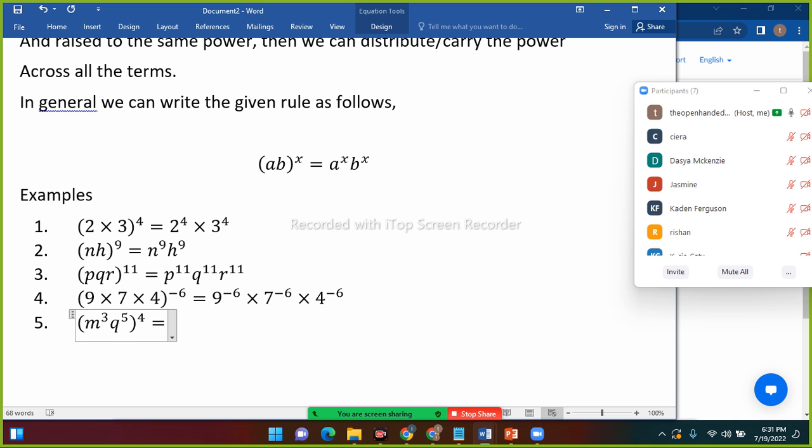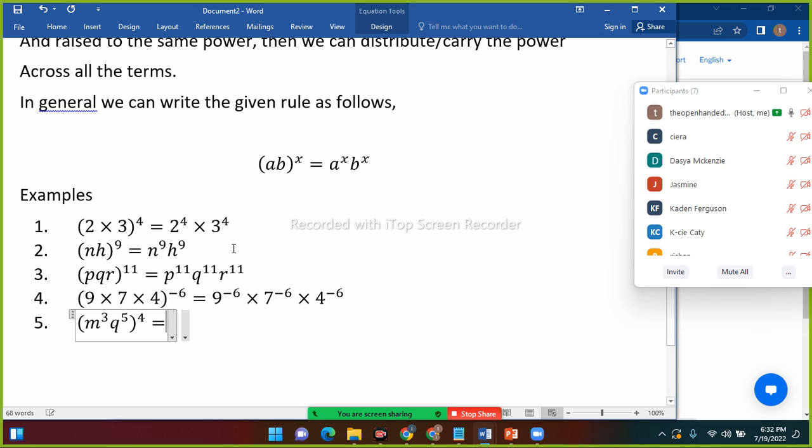What's the way that we could do this? I can't hear you. Say it again. Go ahead. M to the third power, to the fourth power, Q to the fifth power, to the fourth power. Excellent. Very good.